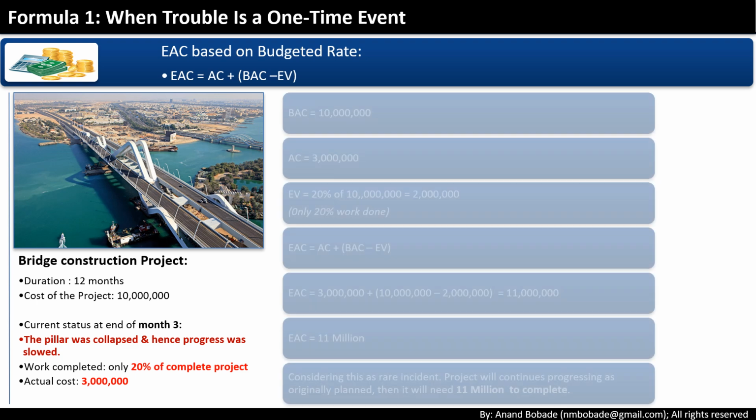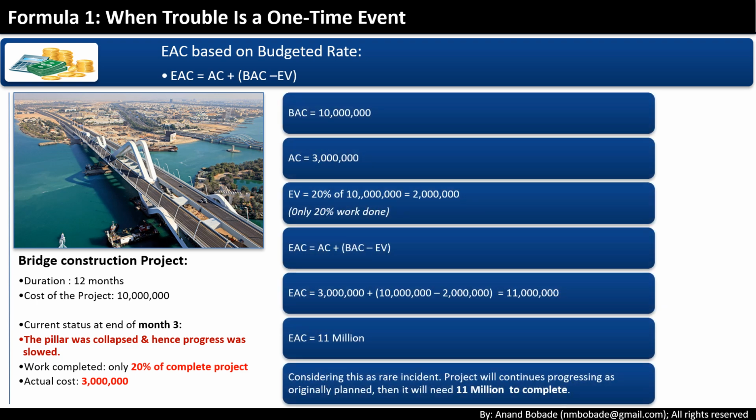Let's calculate. BAC is 10M, AC is 3M, EV is 2M. Plugging in, EAC equals 3M plus 10M minus 2M equals 11M. So, the project will likely need 11 million instead of 10 million. Just 1 million over, because you're assuming that collapse was an exception, not the new normal.